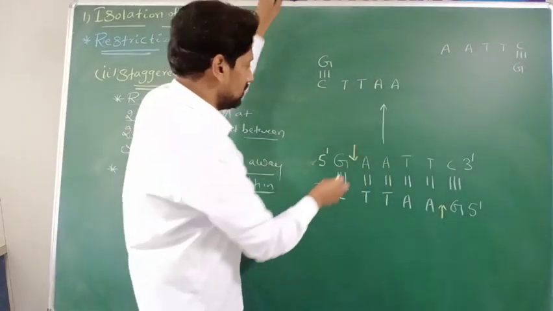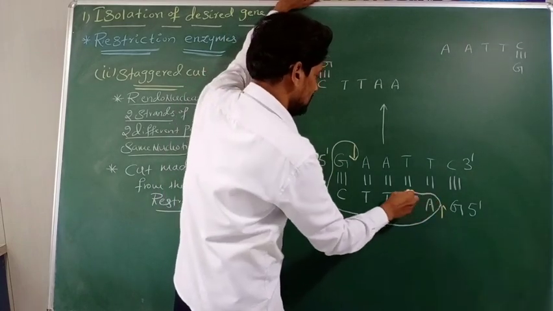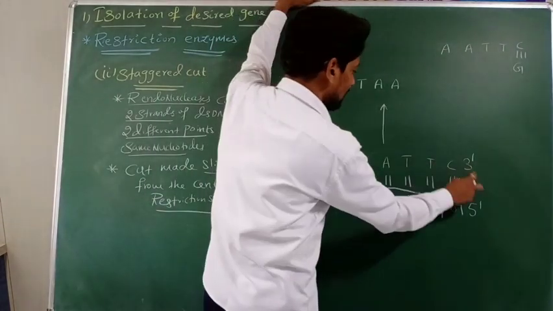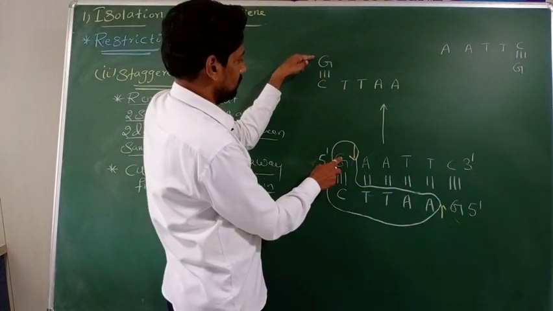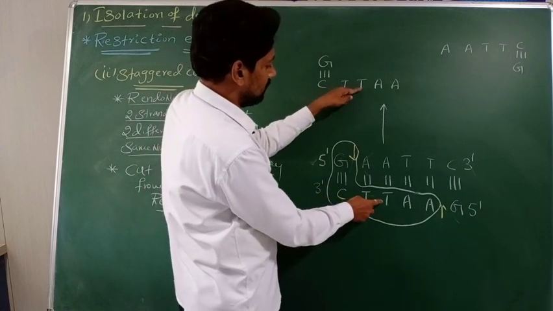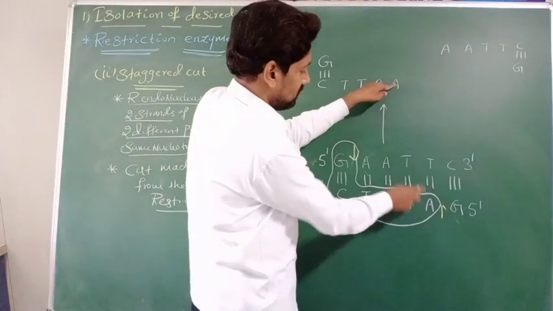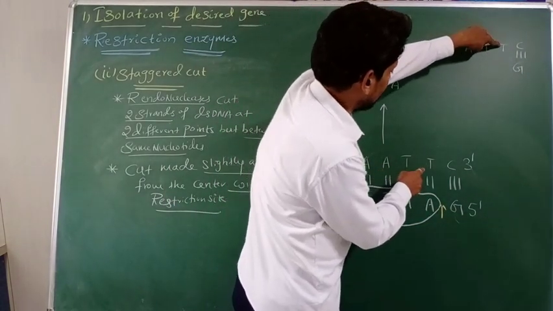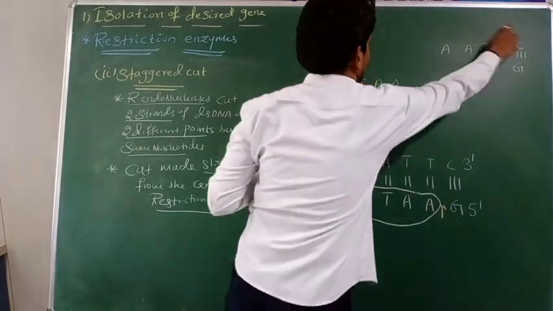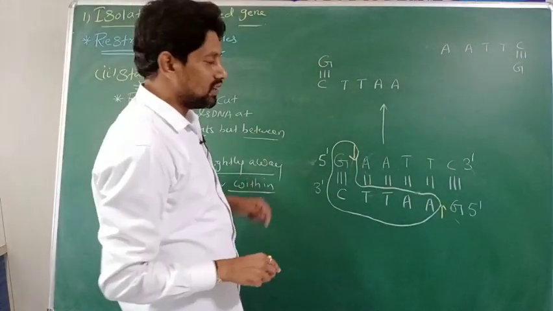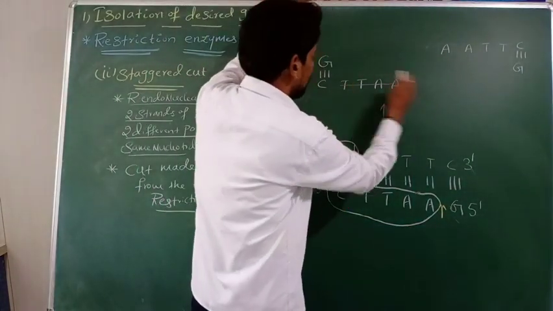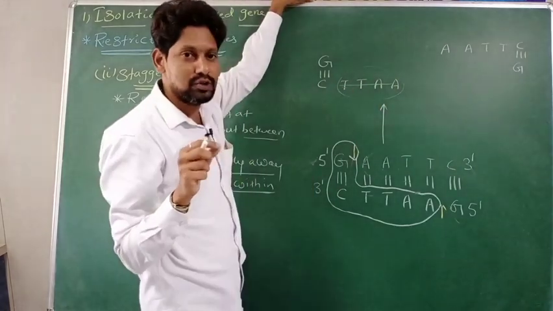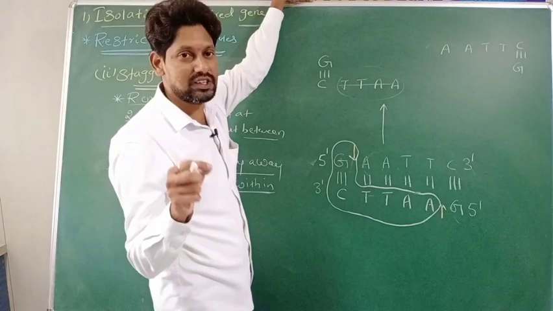You can check. This is one fragment. Yes or no? This is one fragment, whereas this is another fragment. G, C, T, T, A is one fragment. A, T, T, C, G is another fragment. Now see this fragment. In this fragment, this end came out. Paired or unpaired? Unpaired. So we call this end a protruding end, sticky end, or cohesive end.